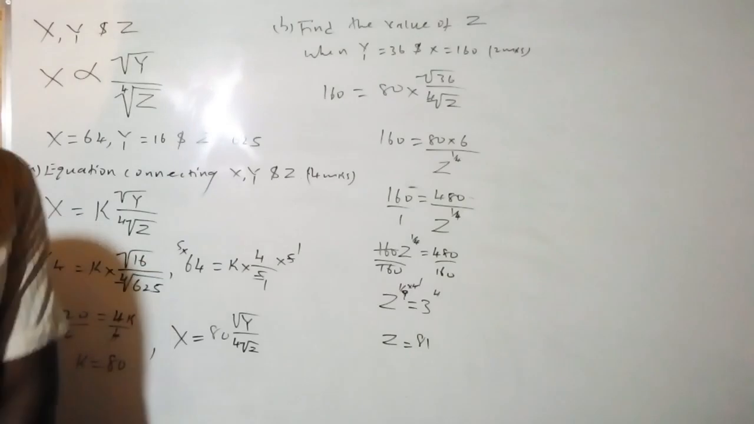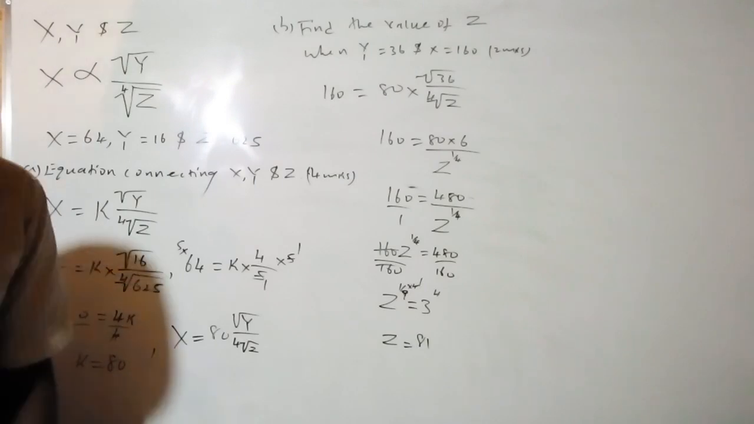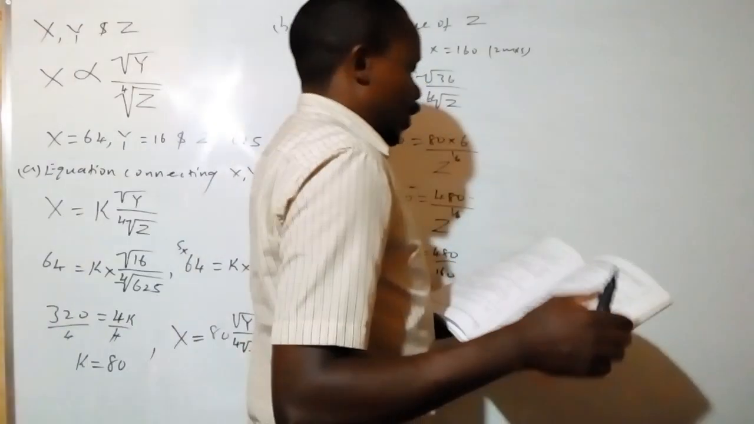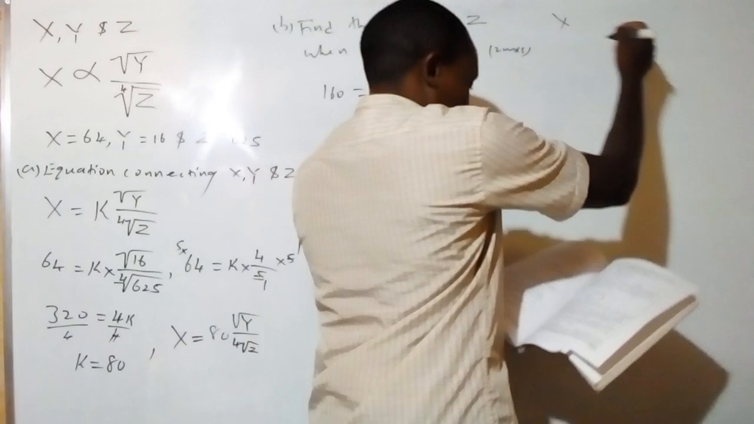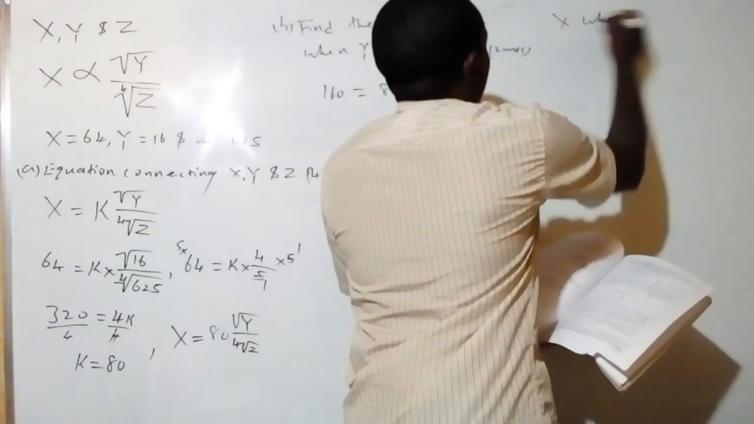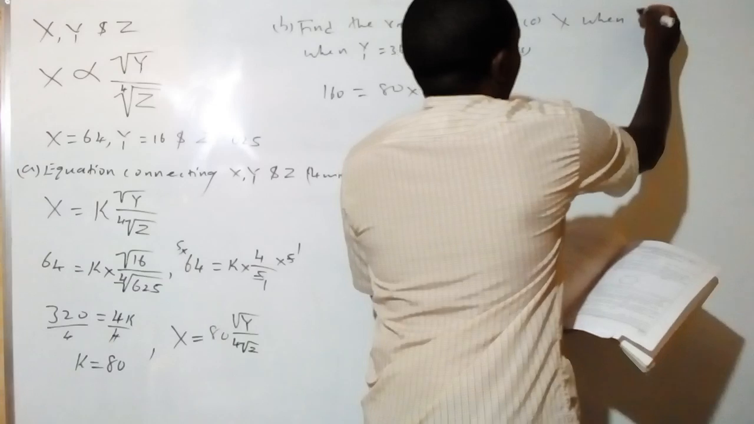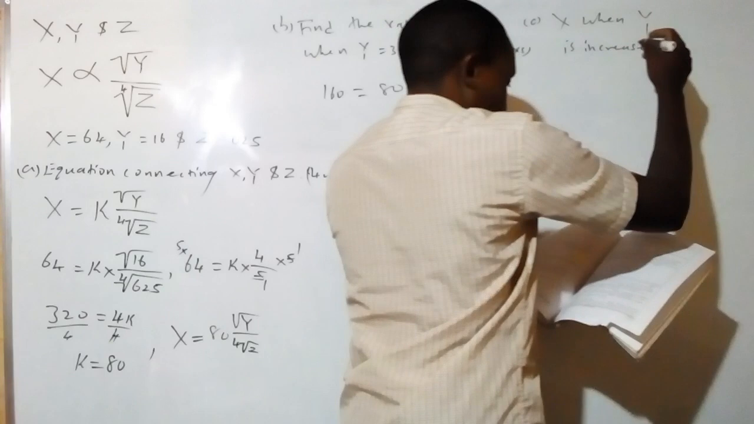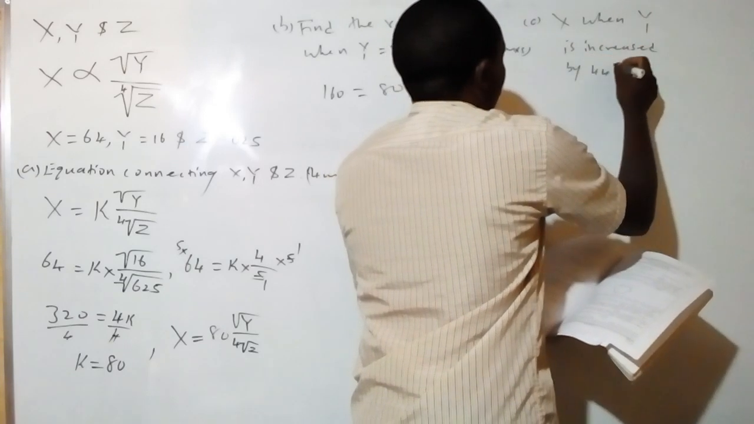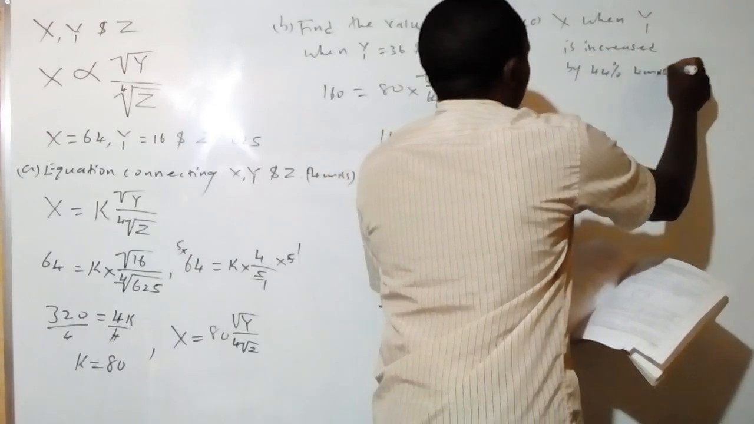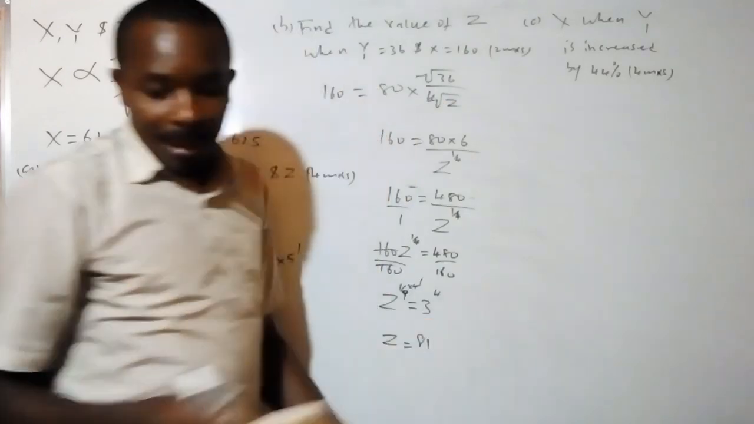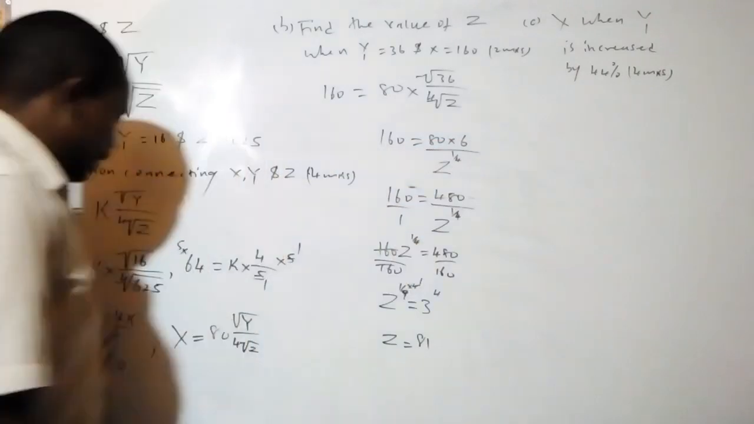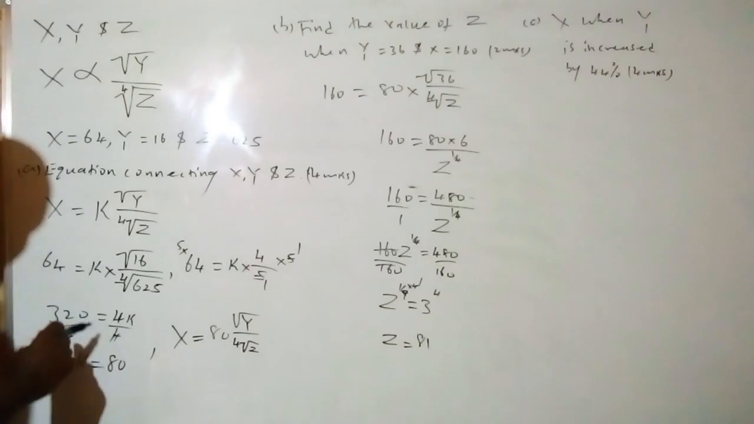We proceed to the next. Another 4 marks. You can do it on this side. C: find the percentage change in x when y is increased by 44%. Those are 4 marks. What we do, we come to our original equation. Where is our original equation? Yeah, it's here.